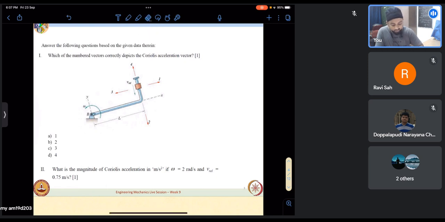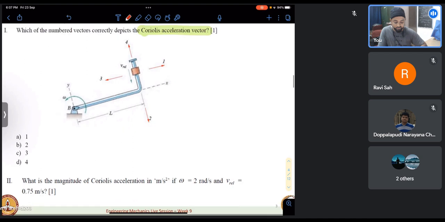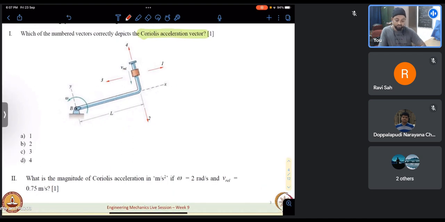So there is a body which is having a relative acceleration with respect to a rotating frame, which is this arm, so to speak, and that slider is having a relative motion with respect to that, and the direction of that relative motion is given here, pointing downwards.